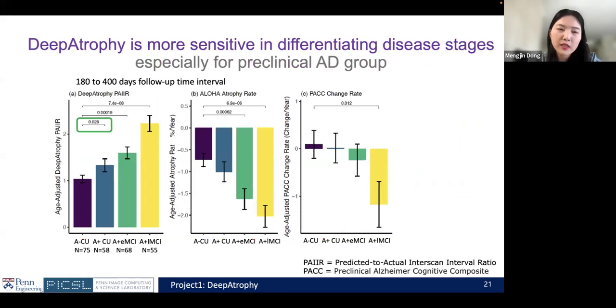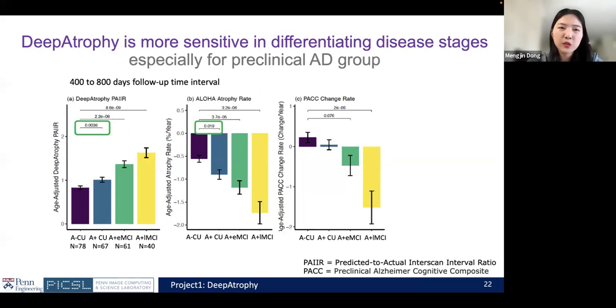Then we performed the group-wise difference analysis, and we found that for different stages of Alzheimer's disease, when we look at age-adjusted DeepAtrophy pair, only DeepAtrophy can detect a significant difference between the normal control group and the preclinical AD group, while ALOHA measurements and another neuropsychological measurement, PACC, cannot detect a change rate, indicating that the DeepAtrophy model is more sensitive. Also notice that this is a study conducted within 180 days to 400 days, which is within 1 year. So this study is really effective.